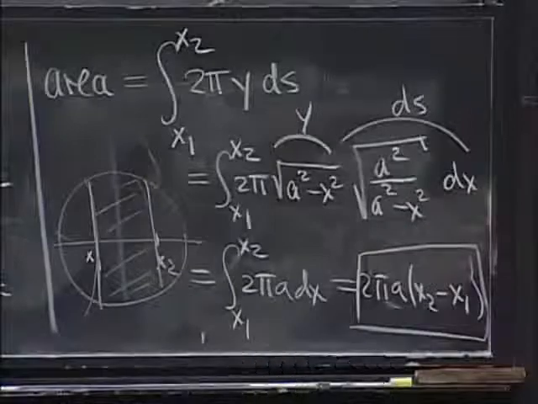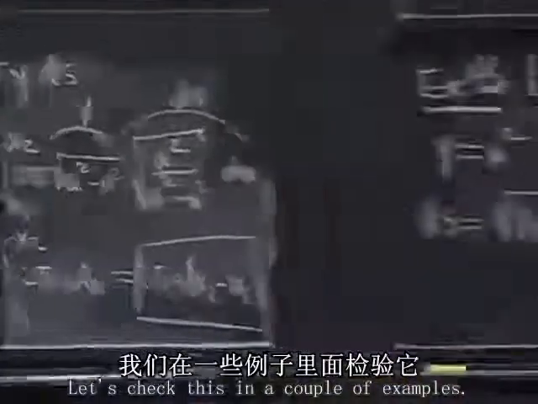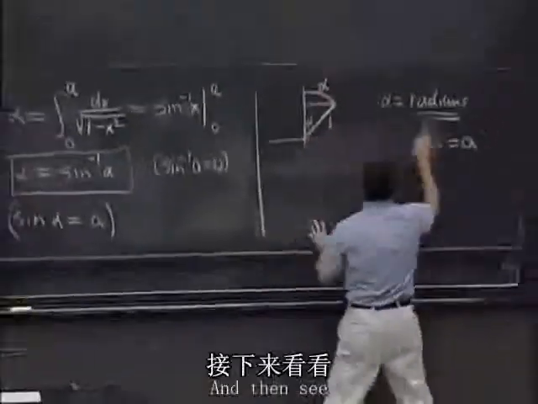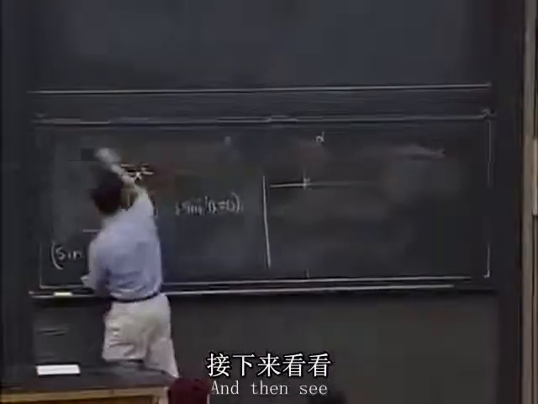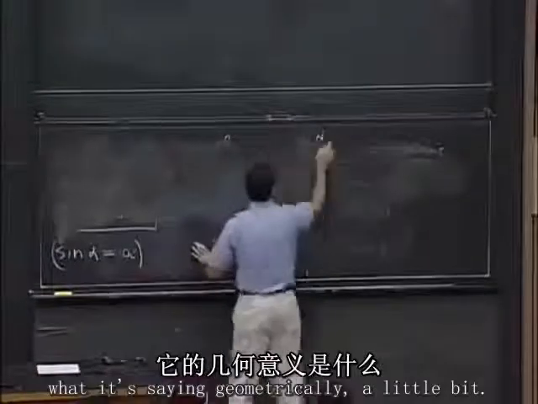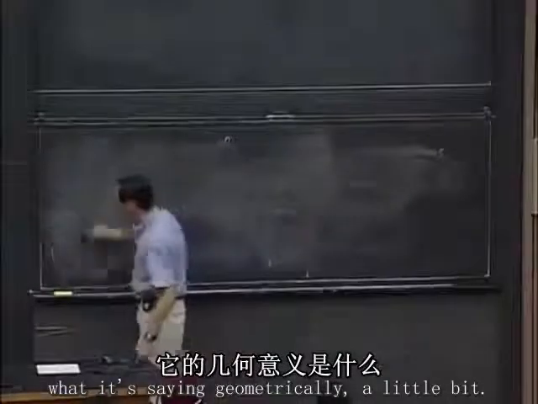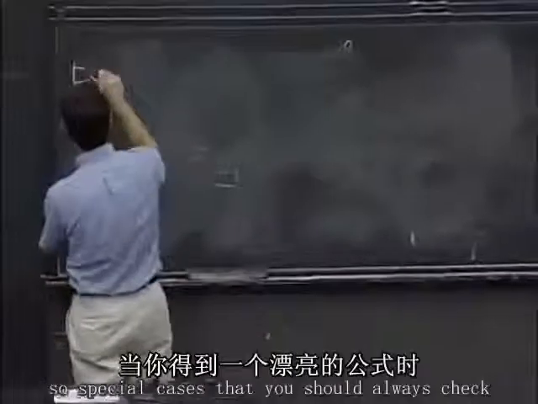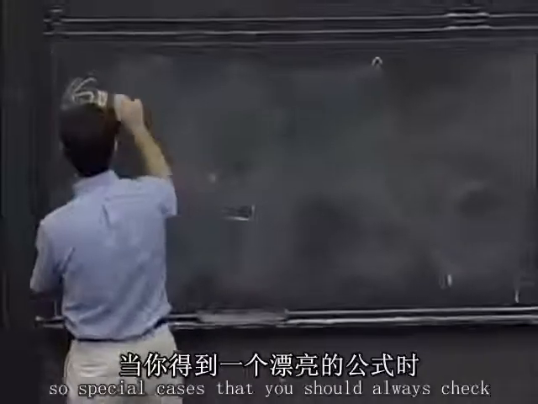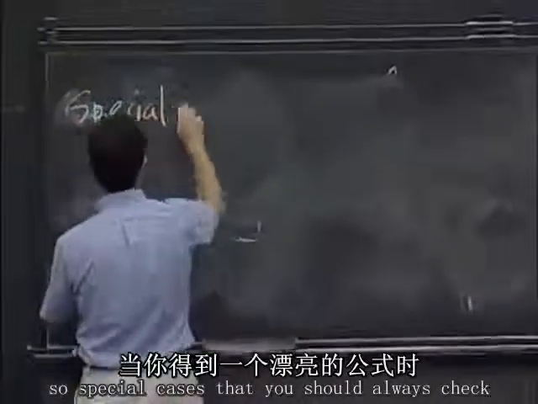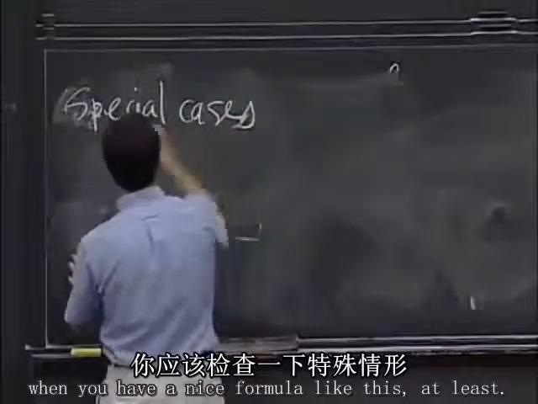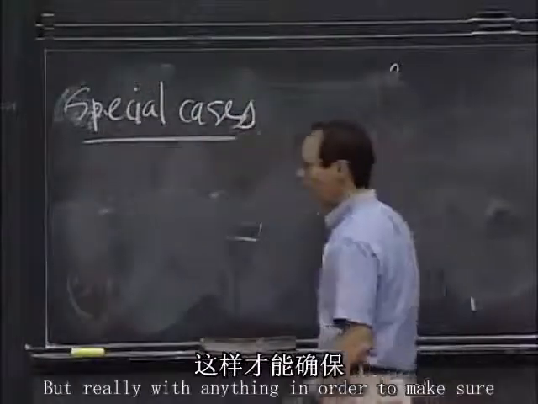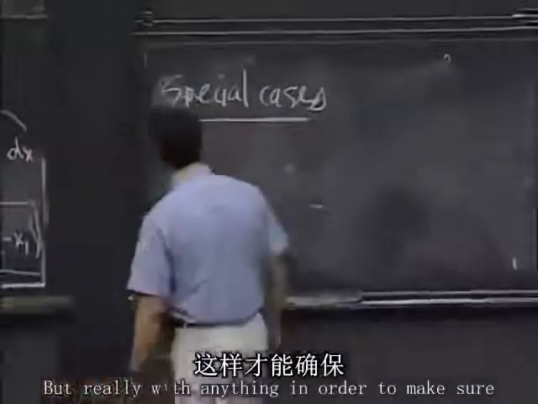All right, let's check this in a couple of examples and then see what it's saying geometrically a little bit. So what this is saying, one special cases that you should always check when you have a nice formula like this, but really with anything, in order to make sure that you've got the right answer.